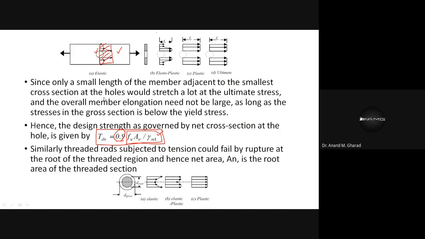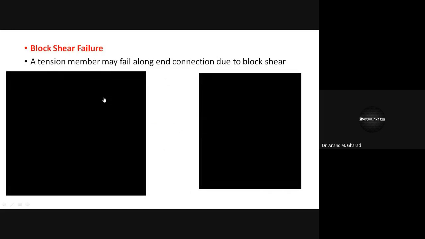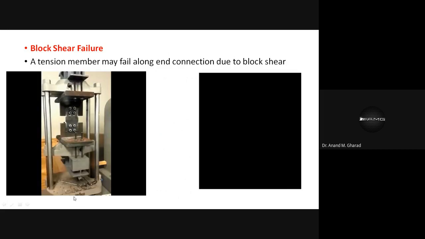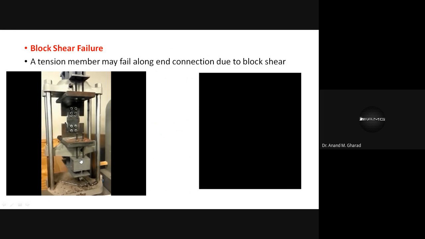In addition to this, now the third part is block shear failure. A statement is given: a tension member may fail along the end connection due to block shear. So what is this block shear? Just try to understand. In this video, as you can see, this plate is subjected to pull. So you can see the arrangement, and now you can see.